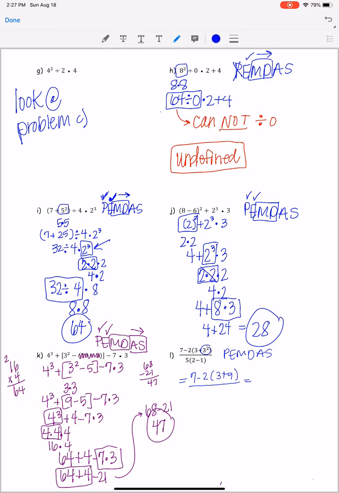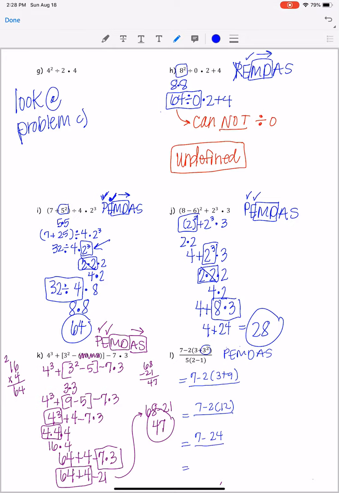And I'm going to just leave this blank for a second. We're going to just focus on the top, then I'm just going to focus on the bottom. Okay. So then on the top, I'm still not done with parentheses. So 3 plus 9 is going to give me 12. So now I've got 7 minus 2 times 12. So now in the top of this, we need to multiply first. So 2 times 12, we're going to get 7 minus 24.